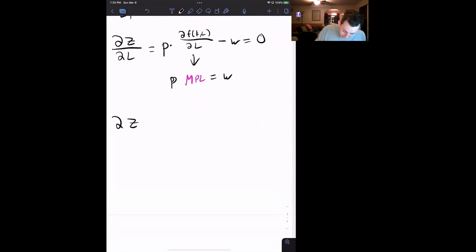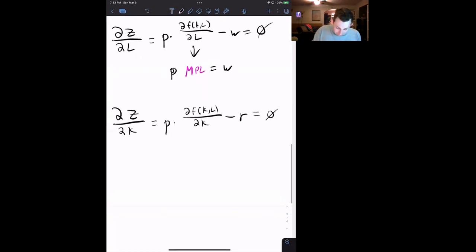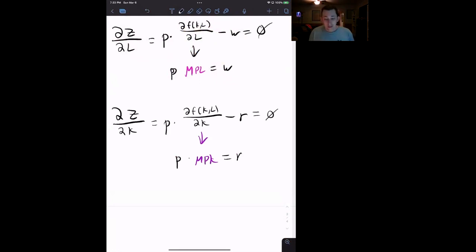Similarly, we can take the first order condition with respect to capital. We're going to get price times the partial derivative of this production function with respect to capital, minus R, and we set that equal to 0 because it's the first order condition. Once again, we know that this is the marginal product of capital. Here's the price, and that's going to be equal to the rental rate.